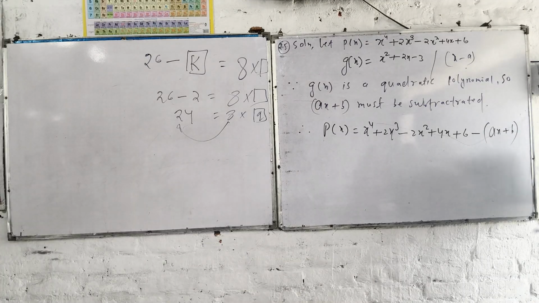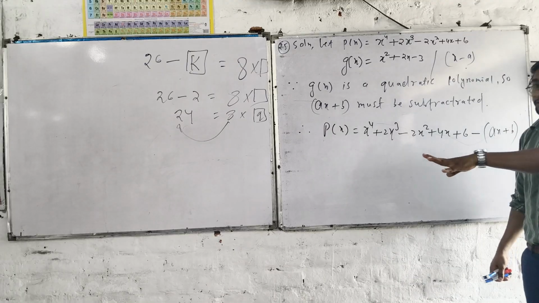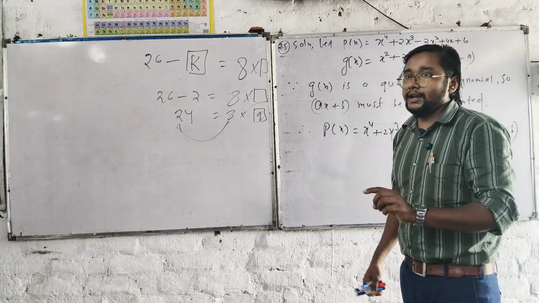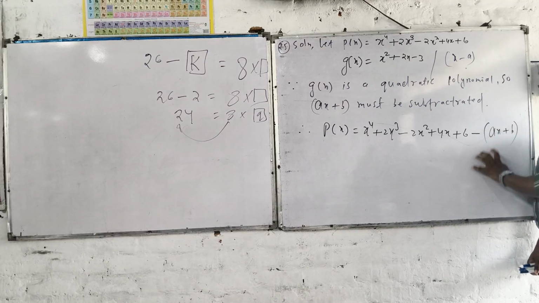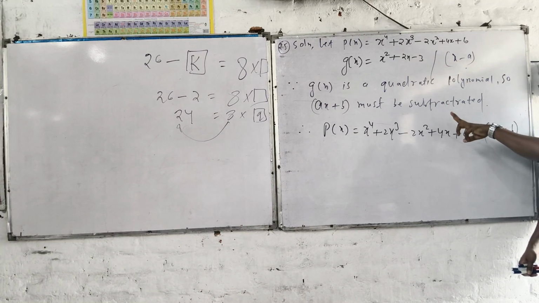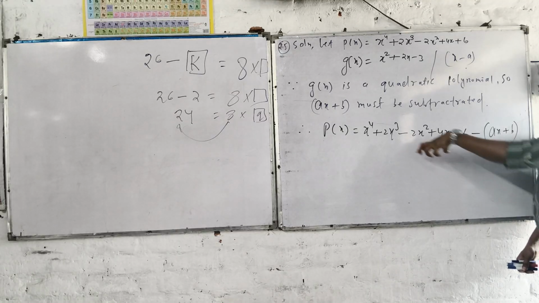It's very important. Yesterday, when we were solving question number 24, we didn't take any bracket there. We just wrote the minus k. But this time we have taken the bracket here because the two terms are mentioned there. What must be subtracted?